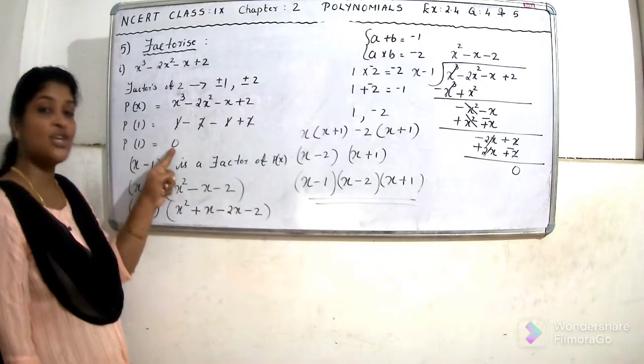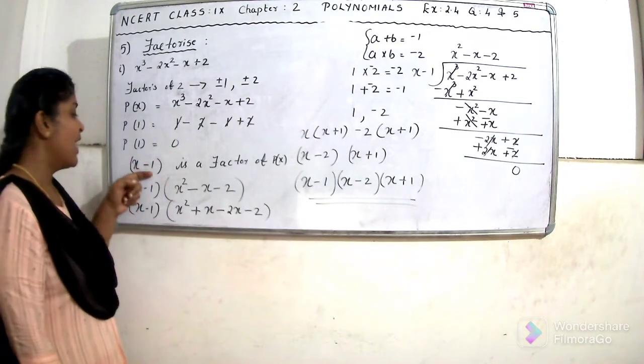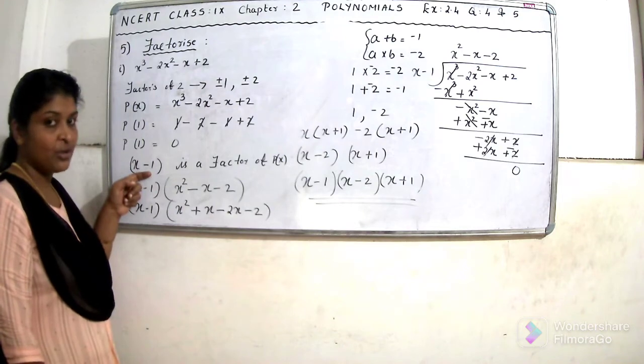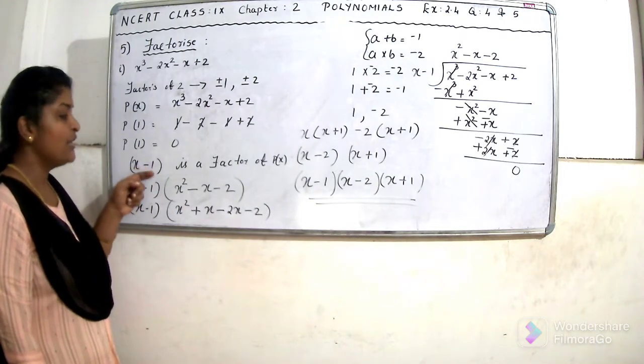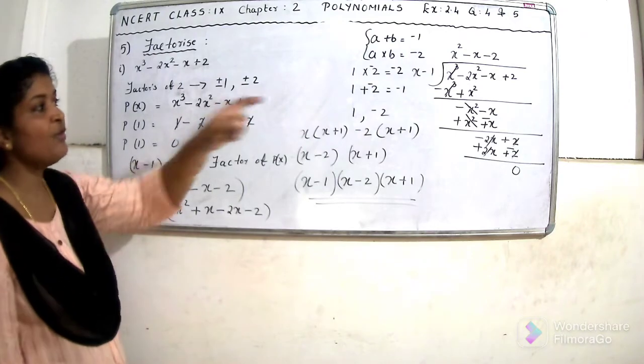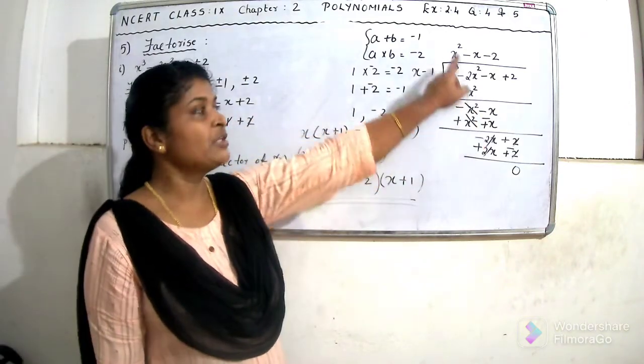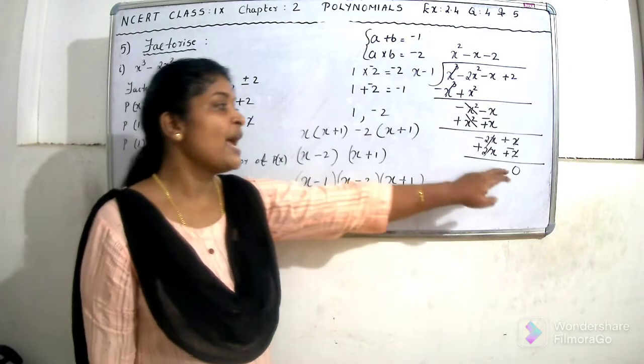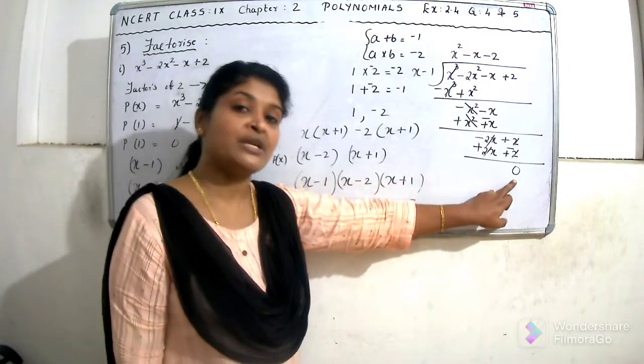When we are getting 0, we can stop this process, and that value is the factor. Then we have to find the other two factors. For that, what do we have to do? We have to do the division process, and definitely we have to get remainder 0.